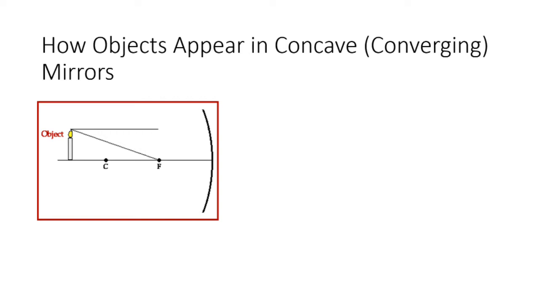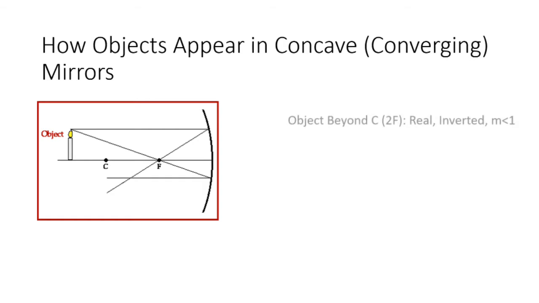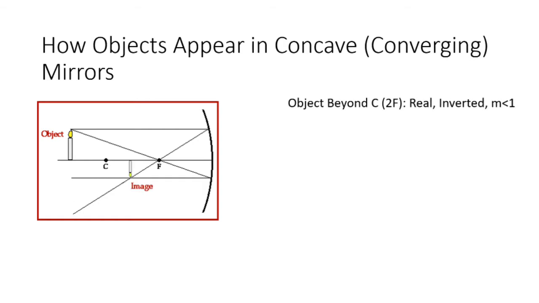Now let's take a look at concave mirrors. Concave mirrors are converging mirrors, and if your object is placed beyond C, being the radius of curvature, or 2 times the focal length, your image is going to be real, inverted, and smaller.